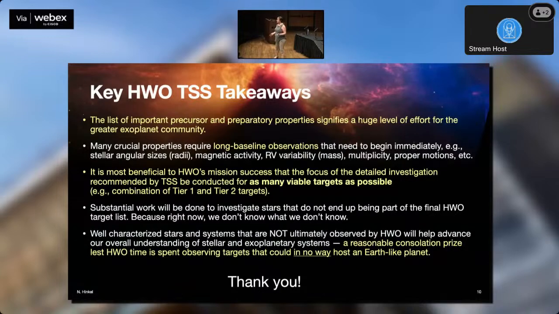But when it comes down to it, we have to go after not just the best, we also have to go after ones that could potentially be targets for HWO, because we don't know what these stars might be doing later. It would be truly terrible if we were to go and try to observe a star with HWO, using this precious time that we've all already spent hundreds of hours on trying to understand, and then realize that it in no way could host a habitable planet.